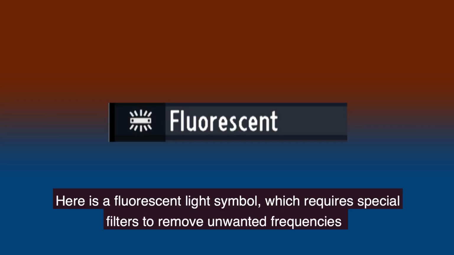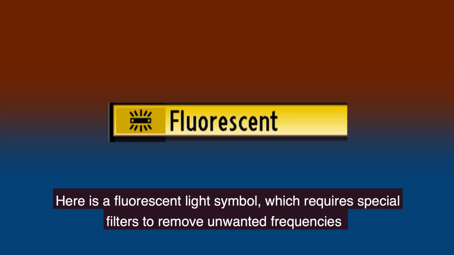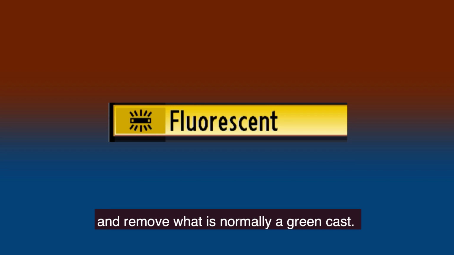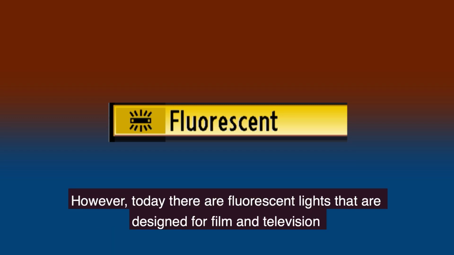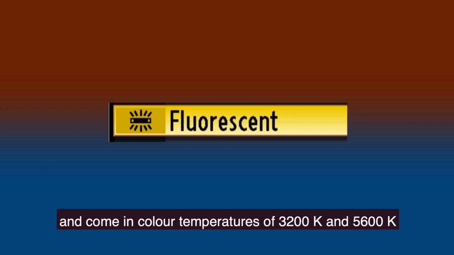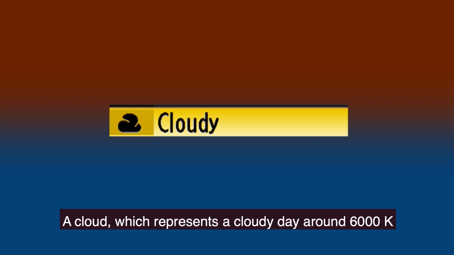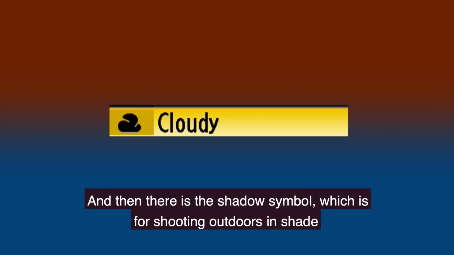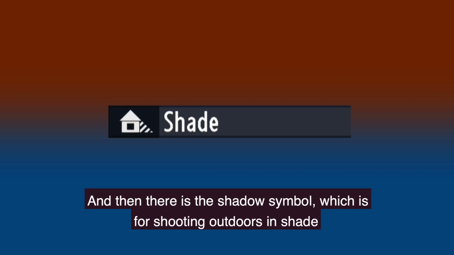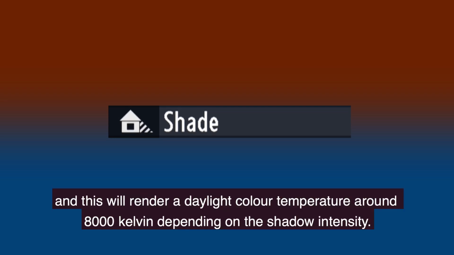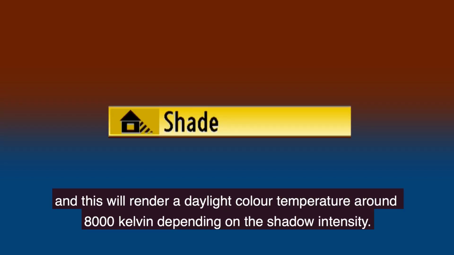Here's a fluorescent light symbol, which requires special filters to remove unwanted frequencies and remove what is normally a green cast. However, today there are fluorescent lights that are designed for film and television and come in color temperatures of 3200 Kelvin and 5600 Kelvin. A cloud symbol, which represents a cloudy day around 6000 Kelvin. And then there is the shadow symbol, which is for shooting outdoors in shade, and this will render a daylight color temperature around 8000 Kelvin, depending on the shadow intensity.